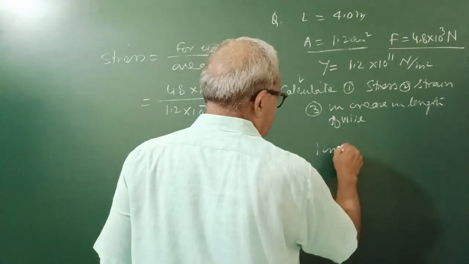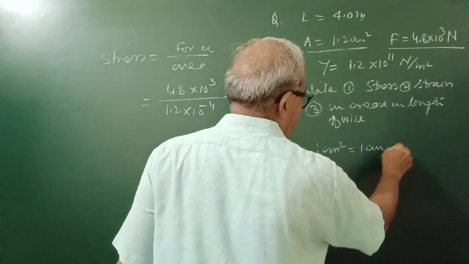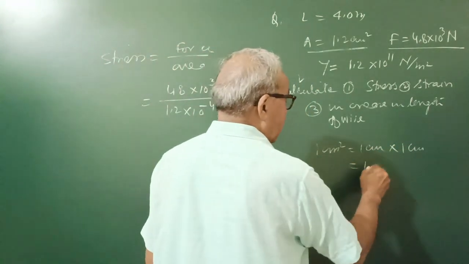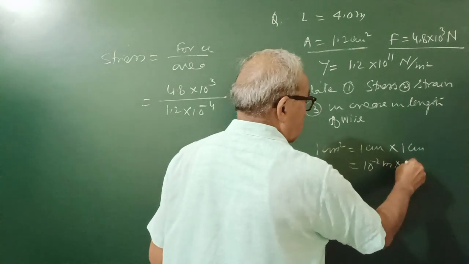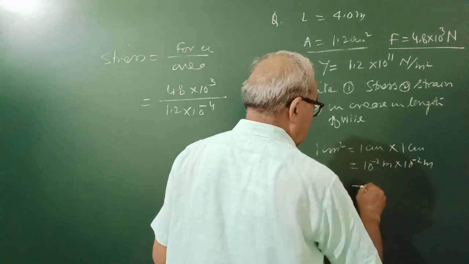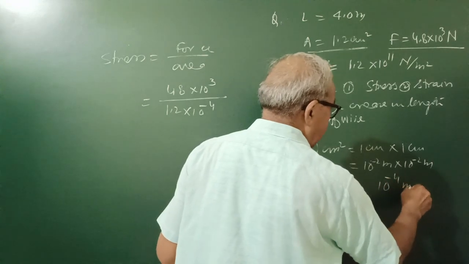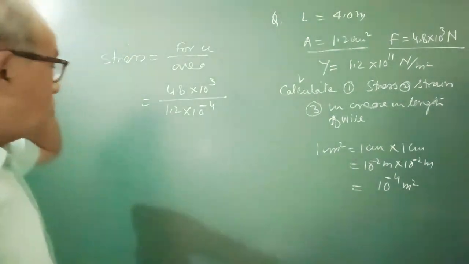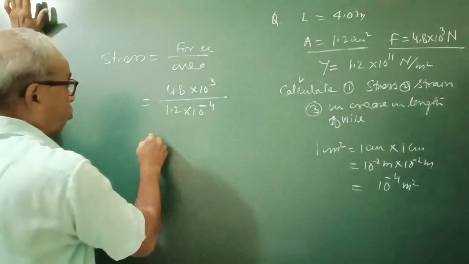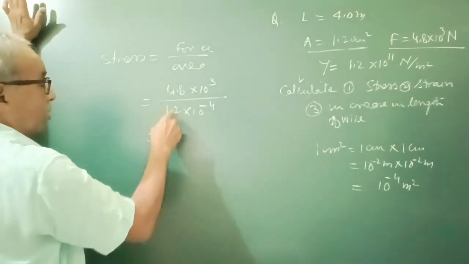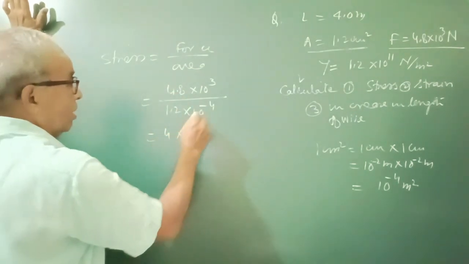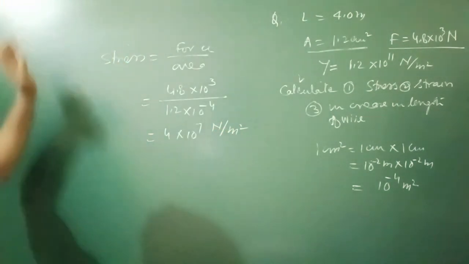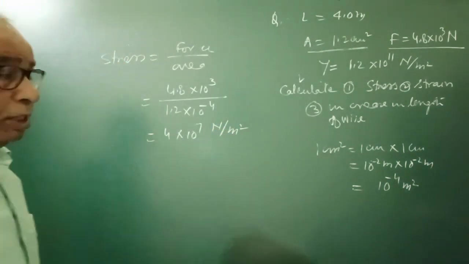Actually 1 centimeter square means 1 centimeter into 1 centimeter. And 1 centimeter, how many meter? 10 to the power minus 2 meter into 10 to the power minus 2 meter. So it is 10 to the power minus 4 meter square. Here is the problem. I have seen a student confused with this. Now it is 4.8 by 1.2, 4 into 10 to the power 7 Newton per meter square is the stress. Then you are asked strain.